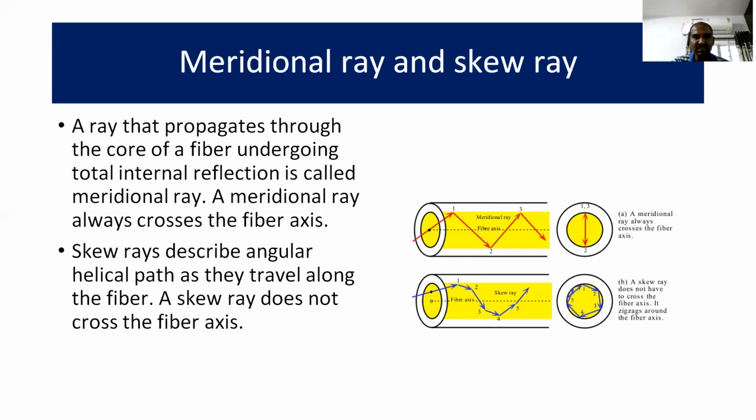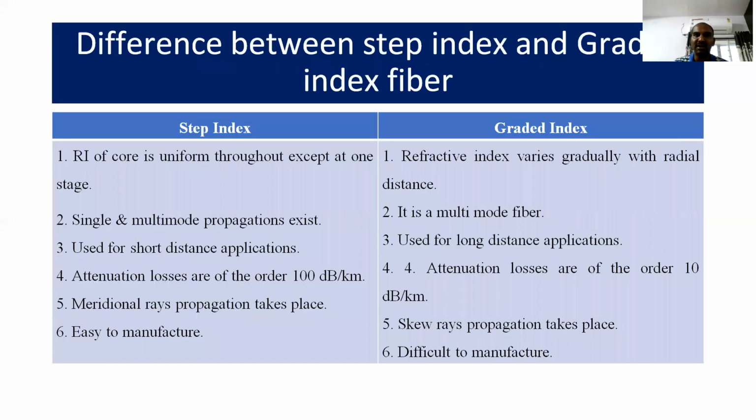Then another type of rays are skew rays. Those are described as following an angular helical path as they travel along the optical fiber. So it does not cross the axis of the optical fiber. It travels around the axis of the optical fiber, very near to the core clad interface, in the path of a helix, in a spring-like path. It is shown in diagram 2. These types of rays are propagated in gradient index fibers.